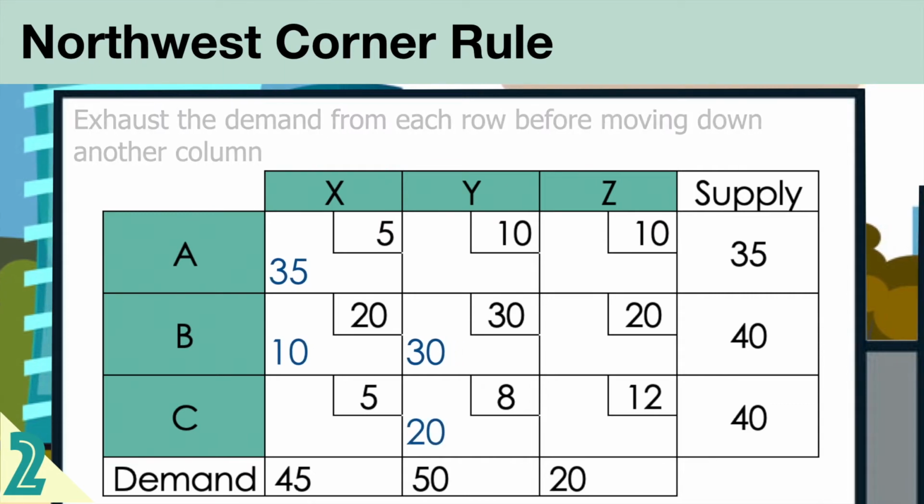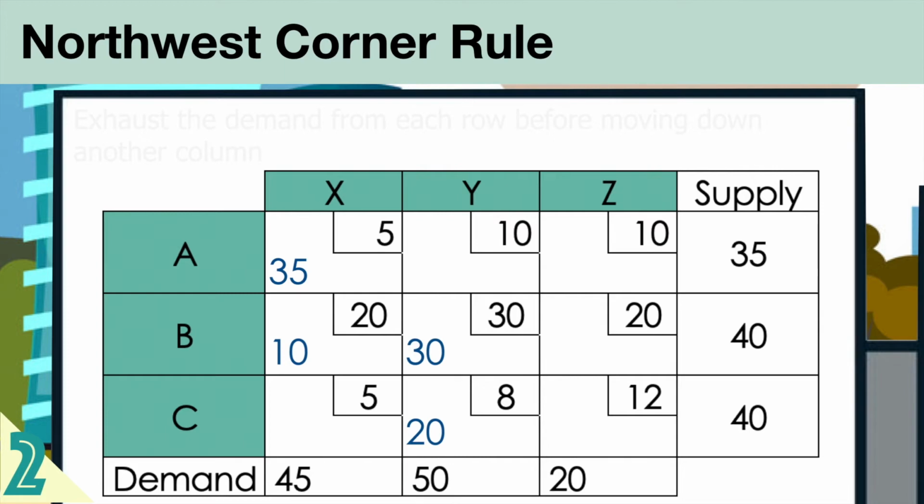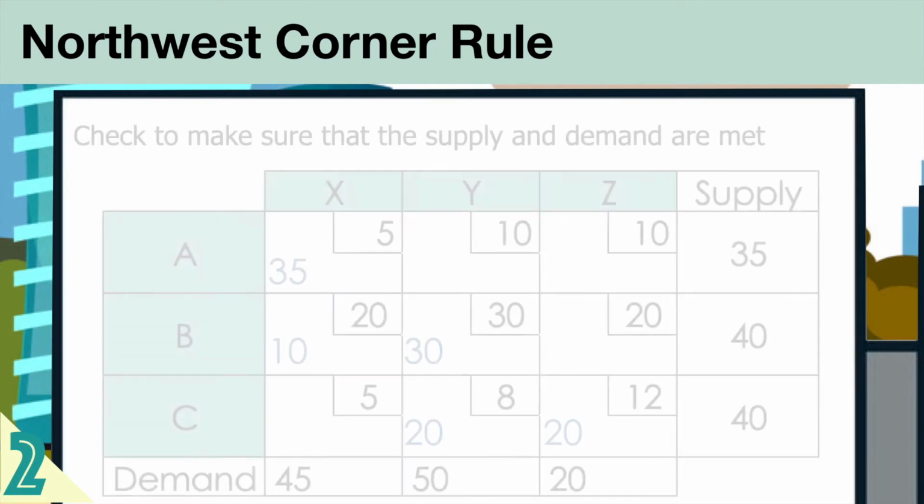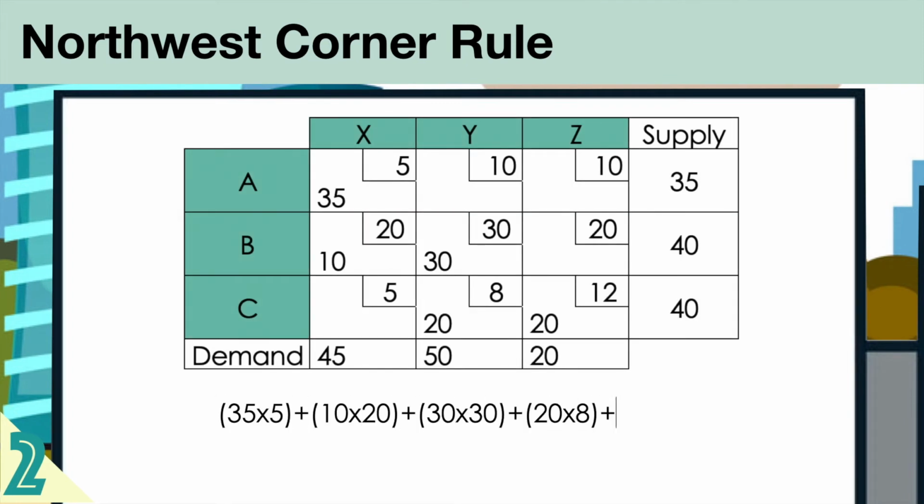Because we already have 30 on the second column, we are going to subtract 50 by 30. The difference would be 20. Then we will get 20. We are going to compute for the distribution cost, and we will get 1,675.